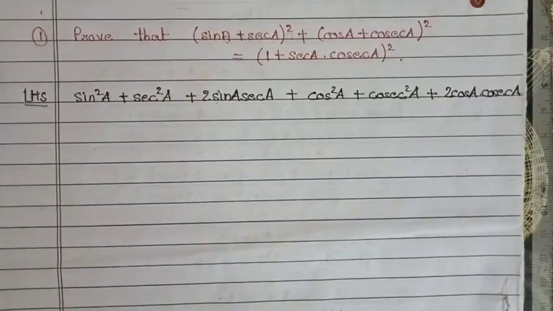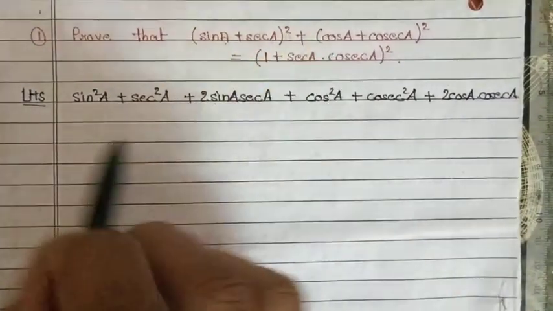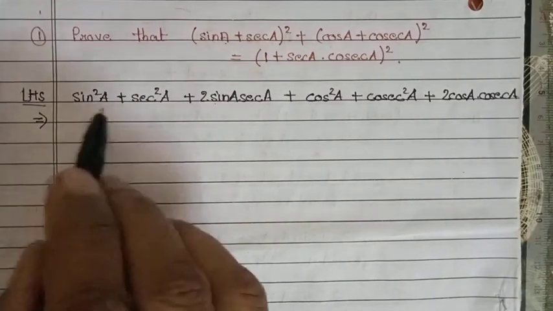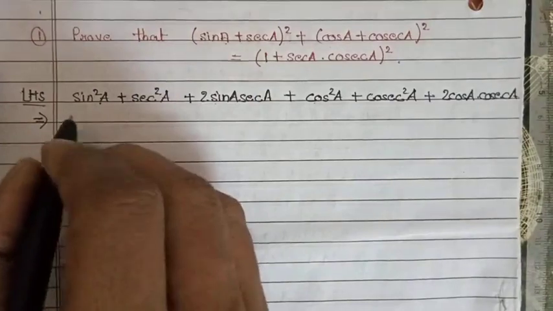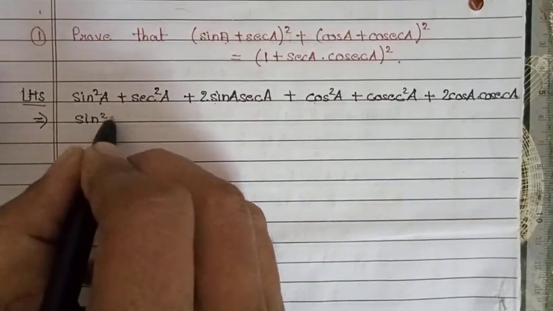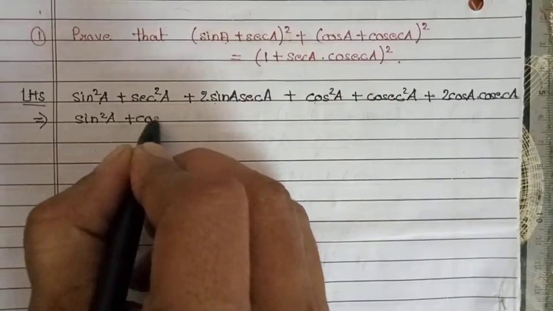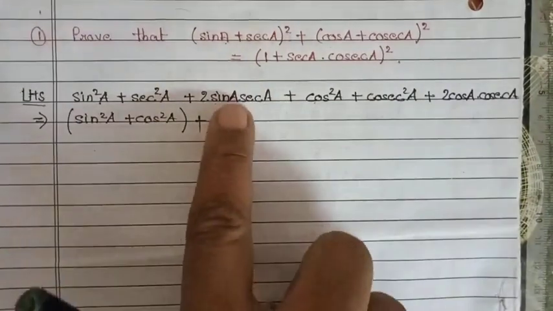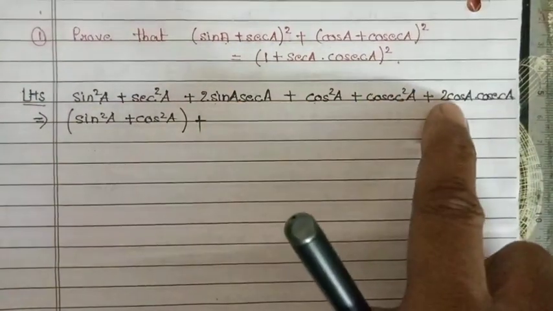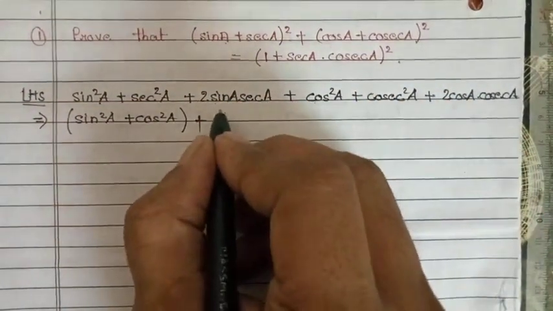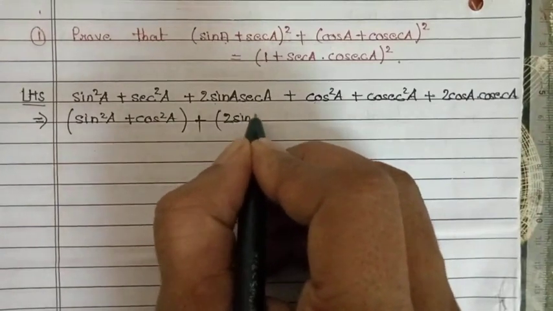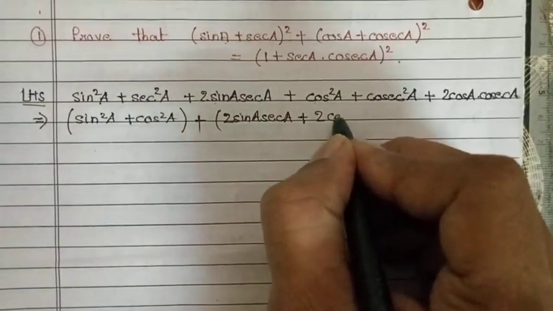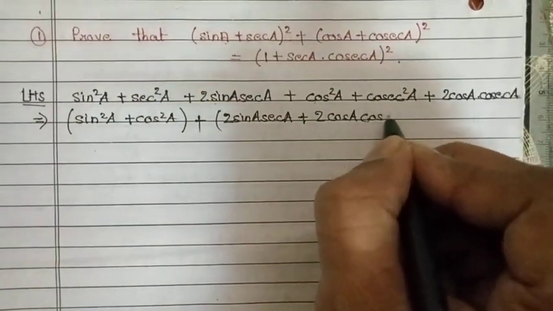So in the first step, we have taken the square of these two. Now in the second step, we will do the grouping. I will do grouping of sine square with cos square. That is one grouping. The second grouping I will do of twice sine sec and twice cos cosec. This is the second grouping: 2 sine sec plus 2 cos into cosec.